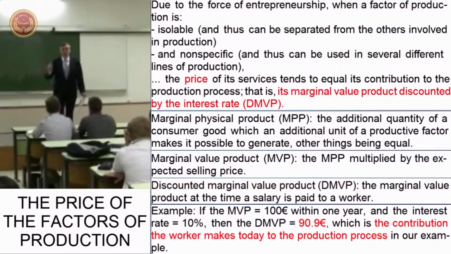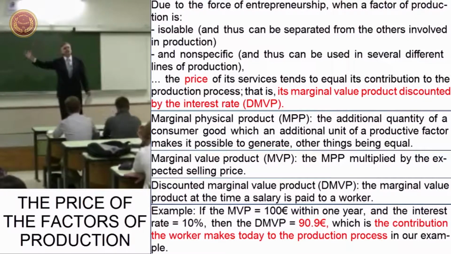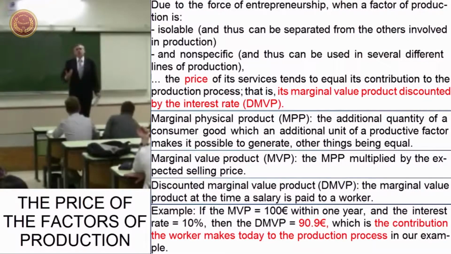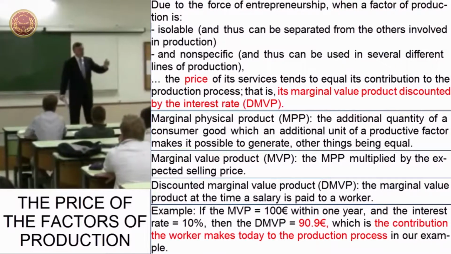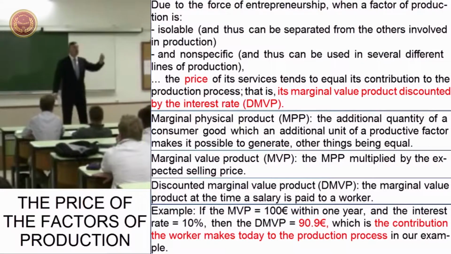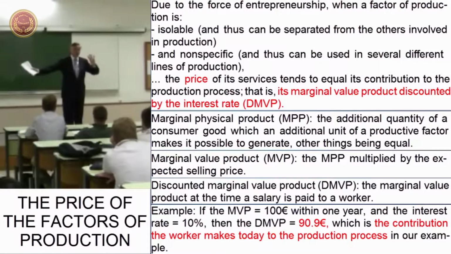So, in our example, the interest rate is 10%, the marginal physical product is 2 pairs of shoes, and the corresponding marginal value product, when we sell the shoes in 1 year at 50 euros a pair, is 100 euros. But we must pay the worker today, and 100 euros in 1 year's time at 10% interest is worth 90 euros today. According to the law, we will tend to pay the worker, in our example, a worker specialized in the production of shoes, 90 euros.